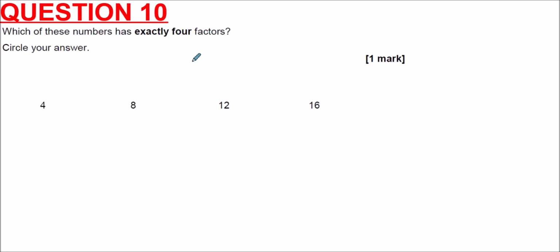Question 10. Which of these numbers has exactly 4 factors? By exactly it means no more or no less. So we need to circle the answer. So first of all, if you have a look at 4, what can we divide 4 by? We can divide 4 by 1 and by 4. Any number can be divided by itself and by 1. But 4 we can also divide by 2. But 4 divided by 2 is also 2. And so 4 only has 3 factors.